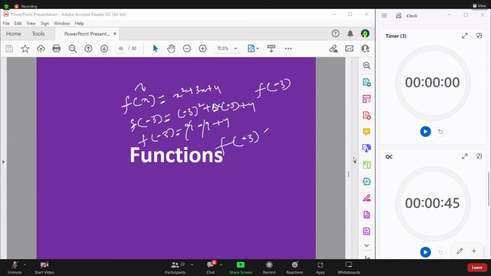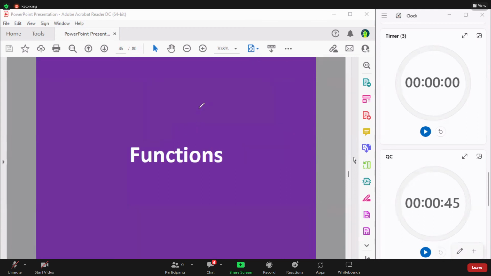So f of -3 will give us the value 4. So for the function x square plus 3x plus 4, when x is -3, the answer is 4. That is it to it. That is the only type of question that you would have on the GRE test. Okay, there might be variations of this.